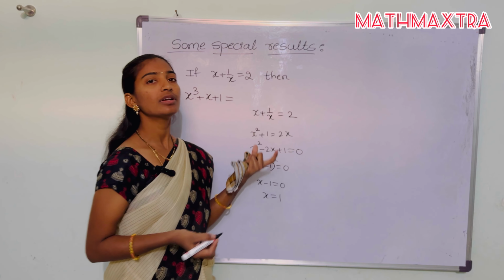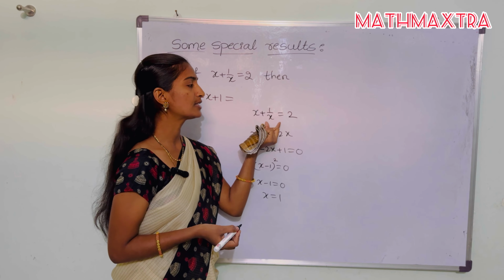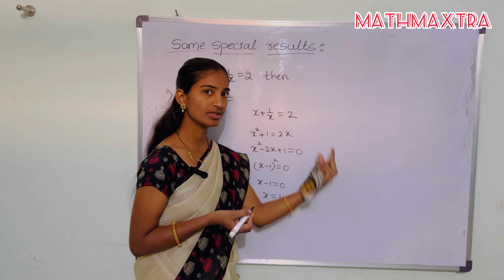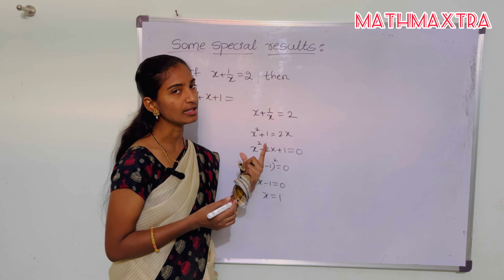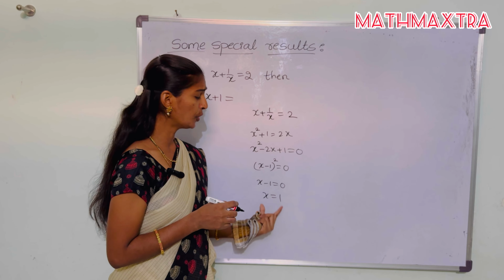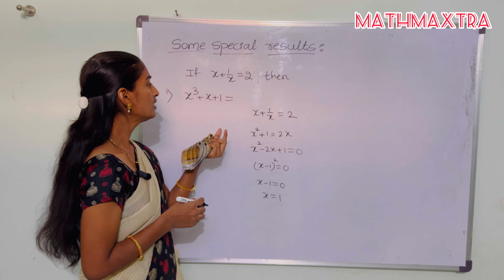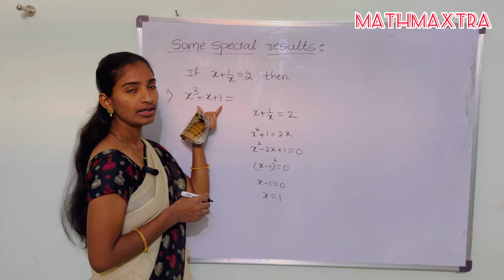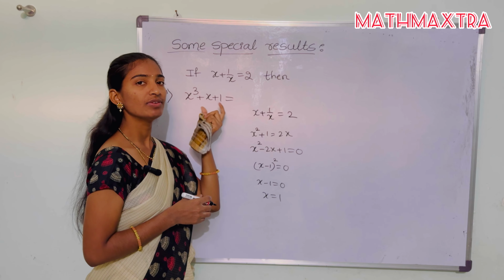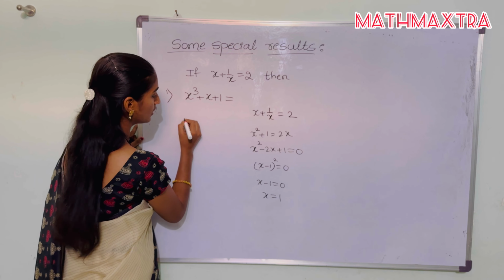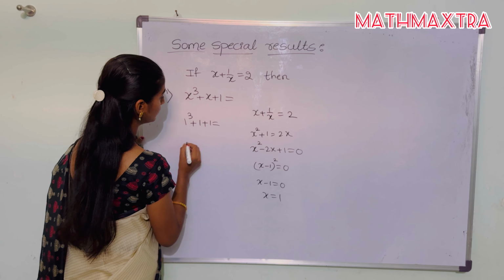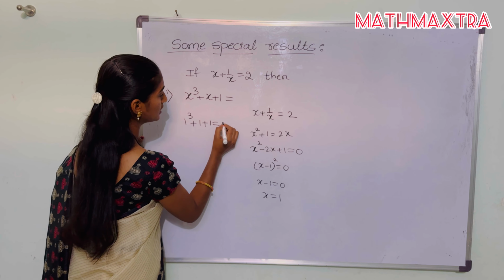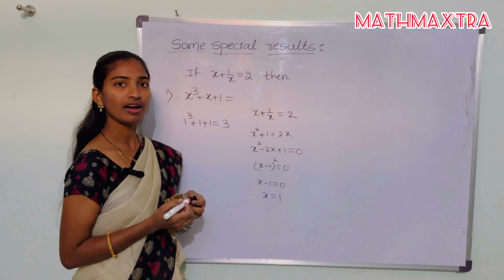So whenever in the question x plus 1 by x is equal to 2 is given, you have to remember that the value of x is always equal to 1. If we know the value of x, we can substitute this in the given expression, then we will get the answer. So what is the answer for this? 1 cube plus 1 plus 1, which is equal to 3. This is the answer.